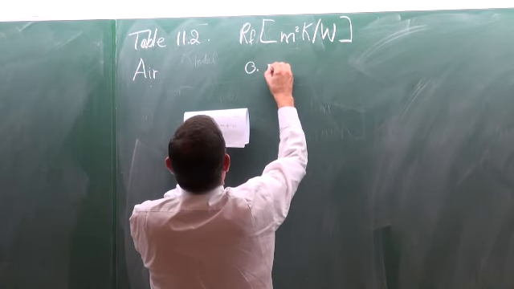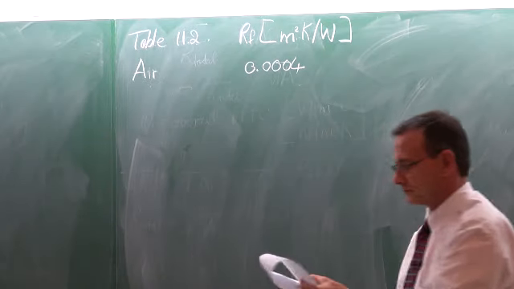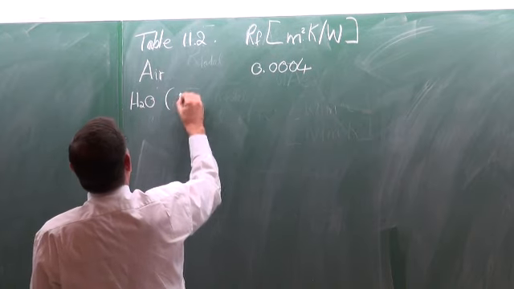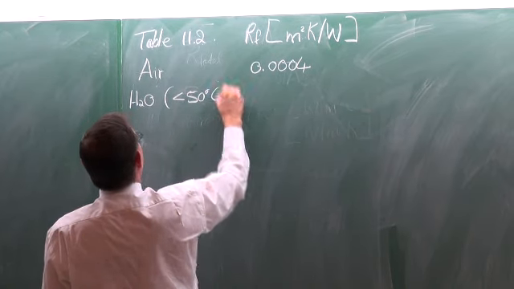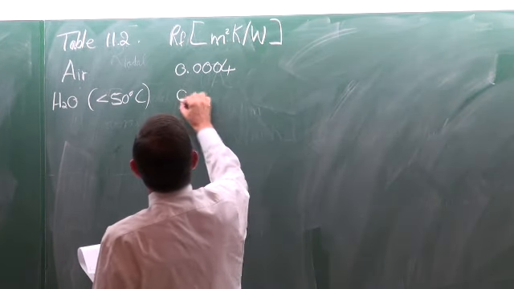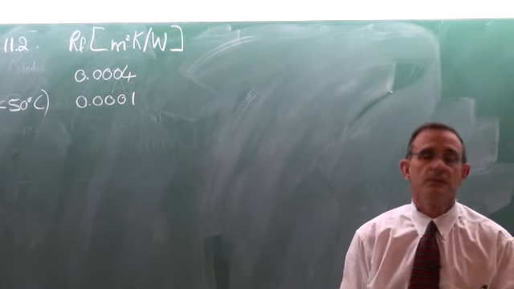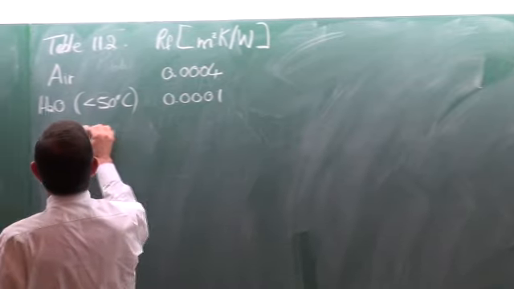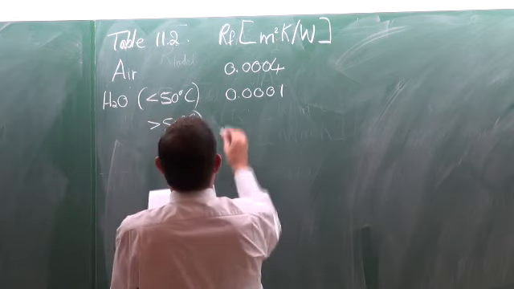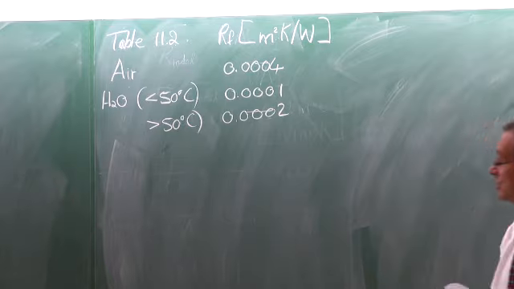Typical values for air would be 0.0004. And for water, if the temperature is lower than 50 degrees Celsius, then it would actually be very low, 0.0001. But the moment the temperature increases to higher than 50, it would increase to approximately 0.0002.